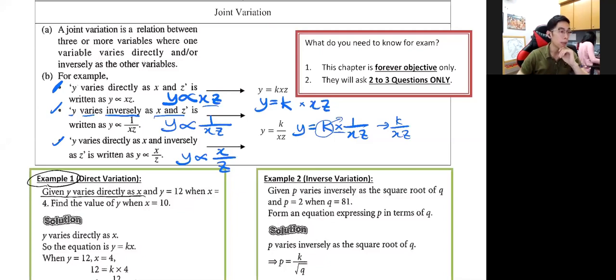Now, when you come into directly and inversely, which is the joint one, you see? Can you see directly and inversely is like together? This is the part where you write Y equals K times X over Z. And now it will be Y equals KX over Z. Okay, so that is the process on how to convert.